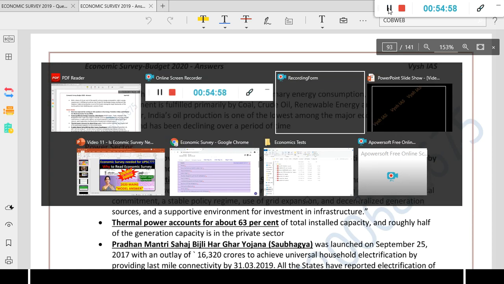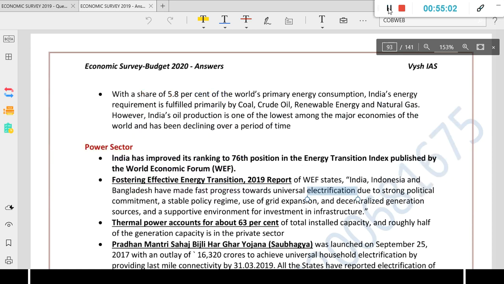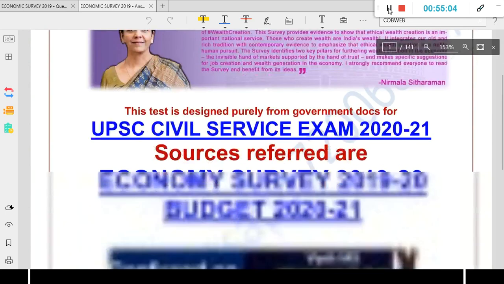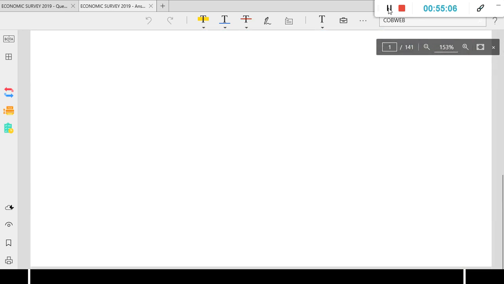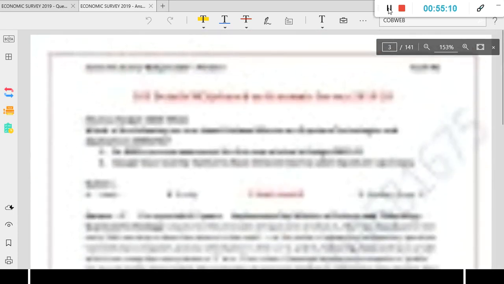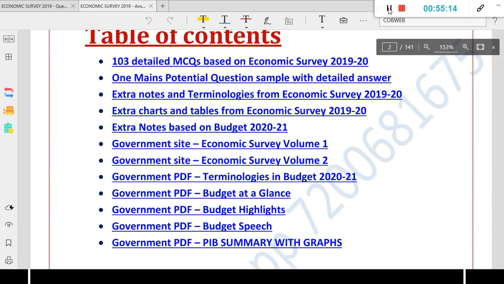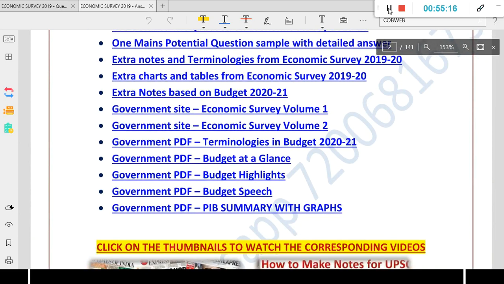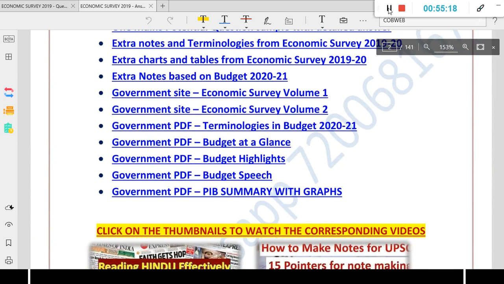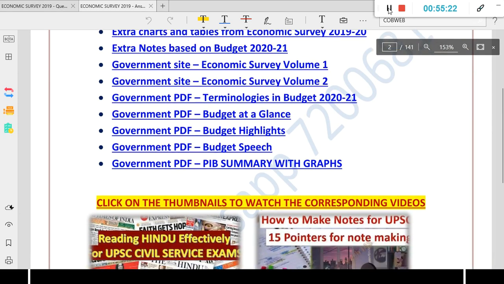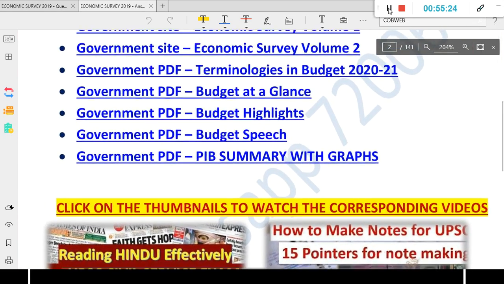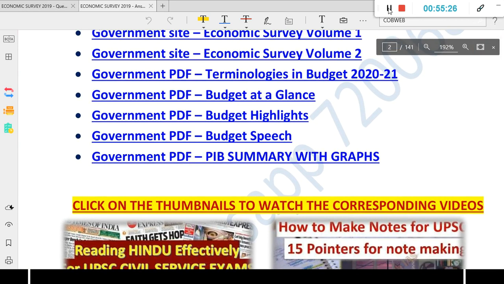Which is very important to you also. We can take it from here itself. Let's go to the table of contents. In the table of contents, I told you that you should understand the budget. There are many documents out there, but what I want you to do is the PIB summary with graph. If you see the last one here, PIB summary with graph, that is the thing you have to do, and questions will come from that directly.